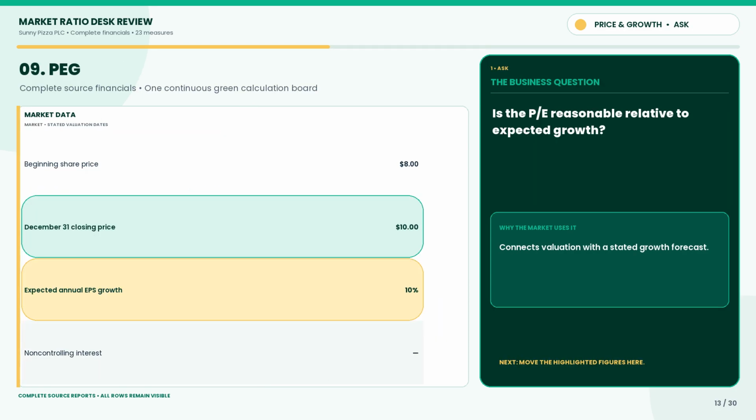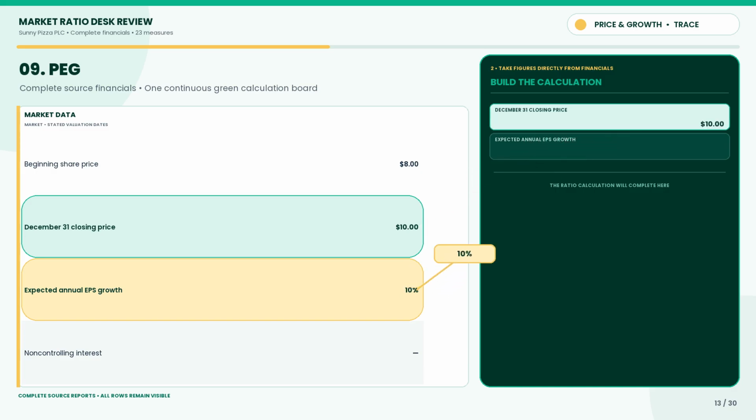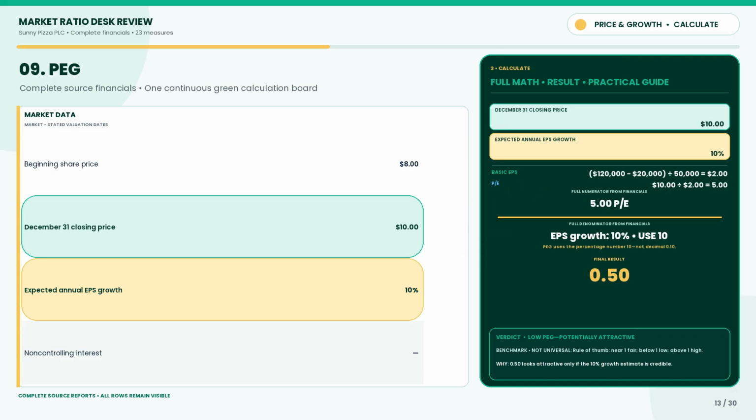Is the P/E reasonable relative to expected growth? Connect valuation with a stated growth forecast. Take the 5 times P to E and divide by expected EPS growth of 10, using 10 as the whole percentage number. The PEG ratio is 0.5. A PEG of 0.5 compares the 5 times P/E with expected EPS growth of 10%.